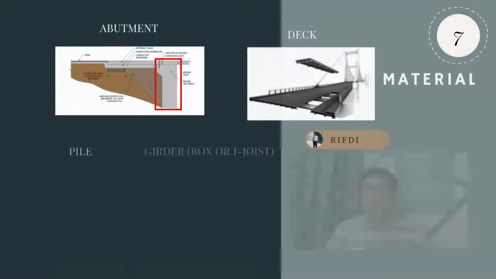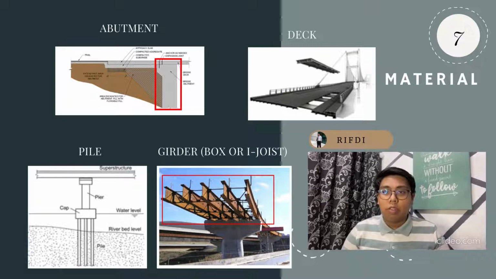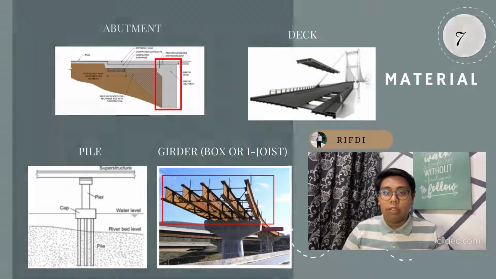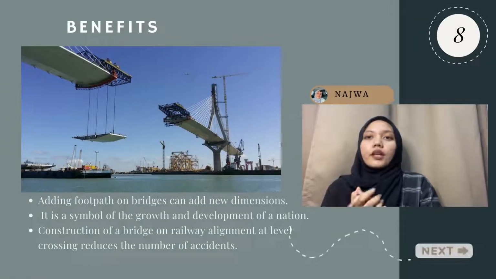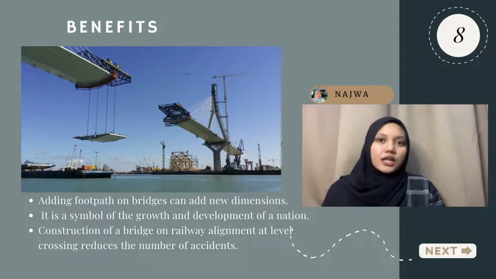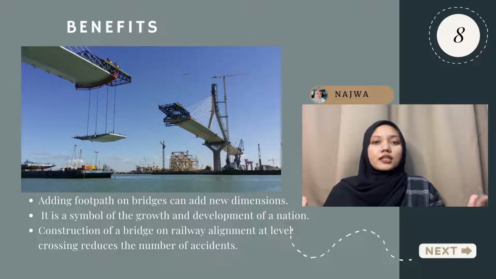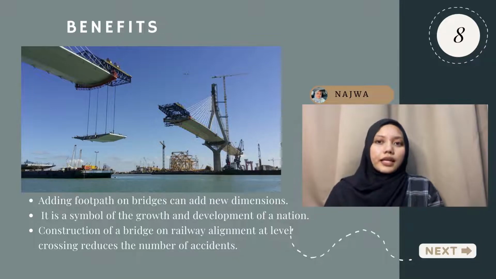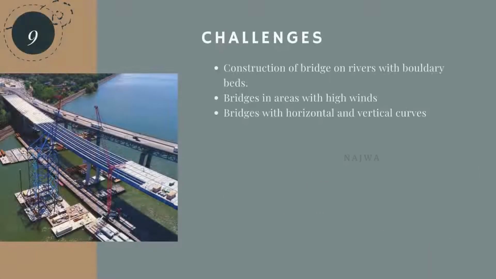The materials. There are 5 main materials for bridge construction. The first one is the deck, the second one is the abutment, the third one is the pile, the fourth one is the pier, and the last one is the girder, which is a box or I-joist girder. These are the three benefits of bridge construction. Firstly, adding a footpath to the bridge can add a new dimension. Next is the symbol of the growth and development of the nation. Lastly, the construction of a bridge in the railway alignment at the level crossing reduces the number of incidents.